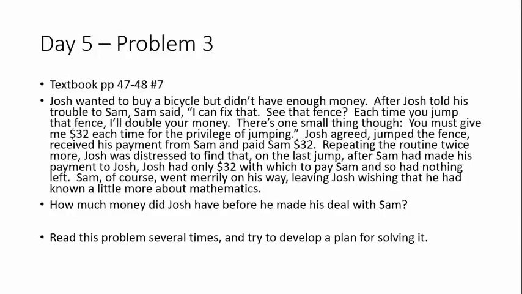Josh agreed, jumped the fence, received his payment from Sam, and paid Sam $32. Repeating the routine twice more, Josh was distressed to find that on the last jump, after Sam had made his payment to Josh, Josh had only $32 with which to pay Sam, and so had nothing left. Sam, of course, went merrily on his way, leaving Josh wishing that he had known a little more about mathematics. The question is, how much money did Josh have before he made his deal with Sam?